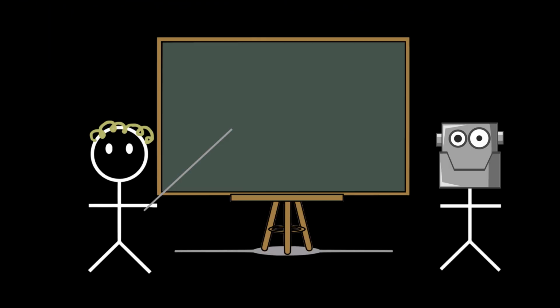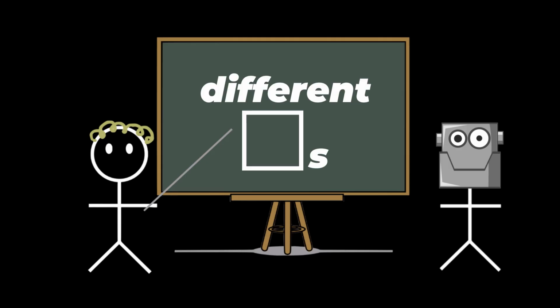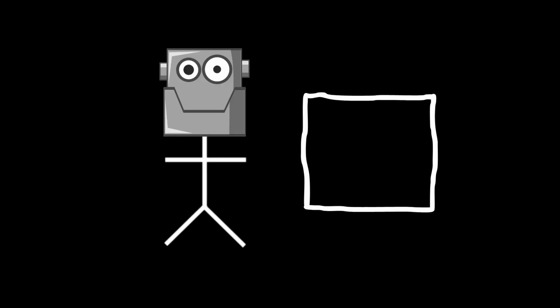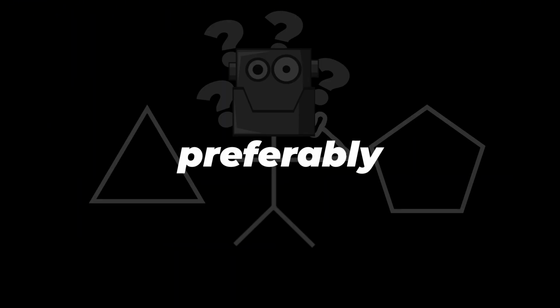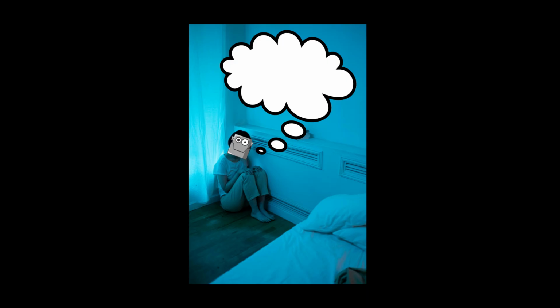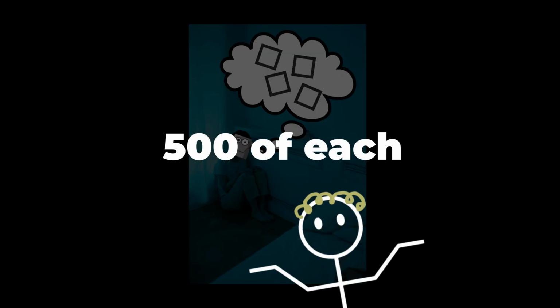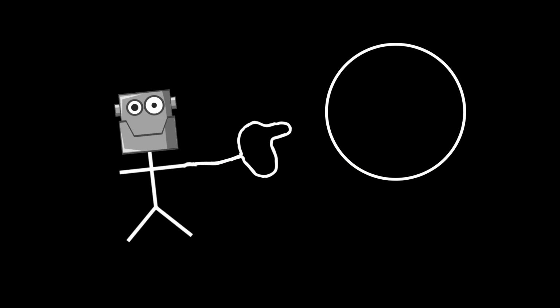The key is, we need to show him different squares. Some tilted or scaled or slightly imperfect, like you. We also need to show him not squares. Preferably, we'd show him enough to give you geometry-induced nightmares, but around 500 of each should do. Okay, now Jimmy can recognize squares.